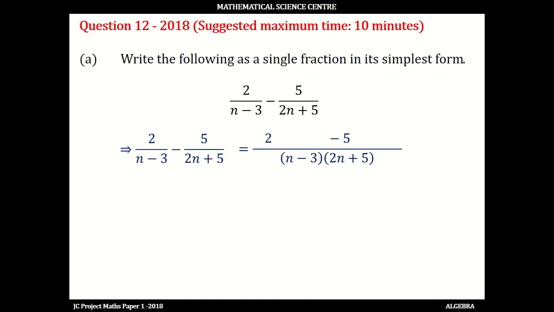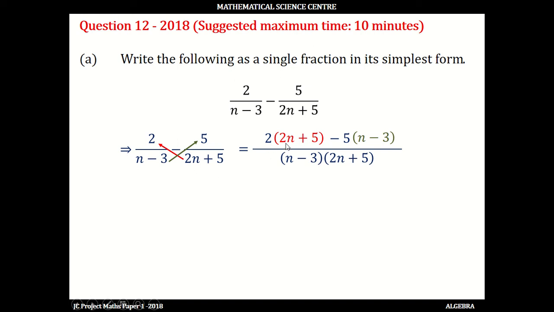So this is going to equal, on the bottom, we've got the product of these two terms. So we've got n minus 3 times 2n plus 5. So we can think of cross multiplying here. The 2n plus 5 is going to cross and multiply with the 2. And similarly, the n minus 3 is going to cross multiply with the 5. So you can see then we've got 2 times 2n plus 5 minus 5 times n minus 3, and then on the bottom we've got n minus 3 times 2n plus 5.